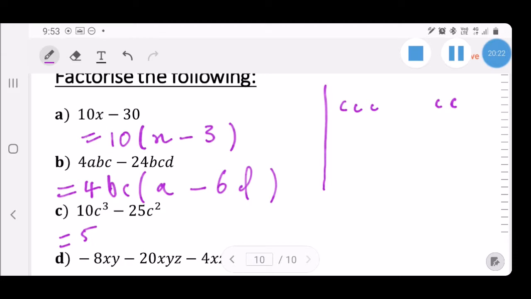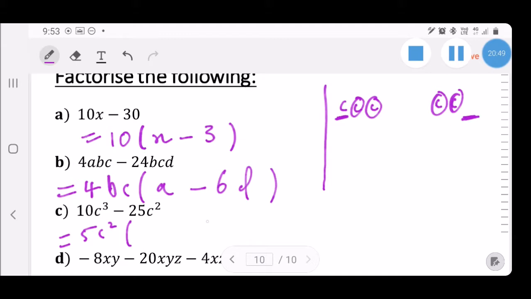So what goes outside the brackets? Well, they both share one of these C's. Both terms share a second one of these C's, so C squared in other words. This third C is not shared by a third C over here. So the variable part of the HCF is C squared.